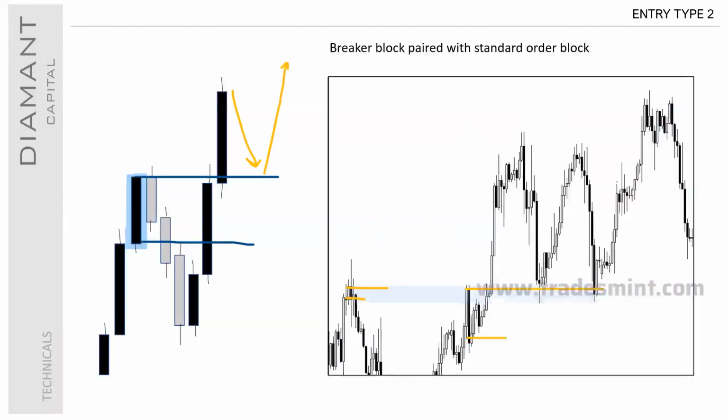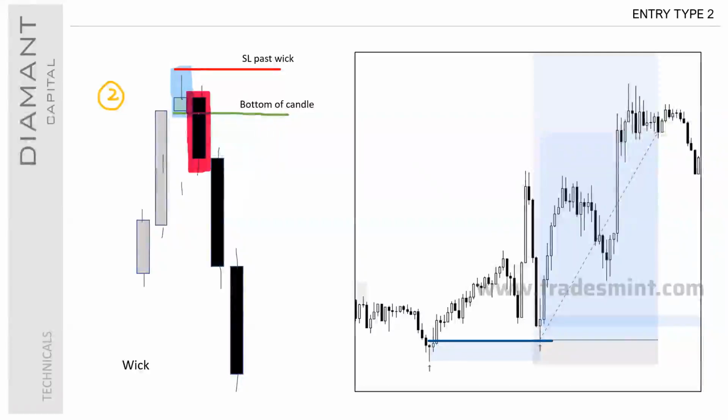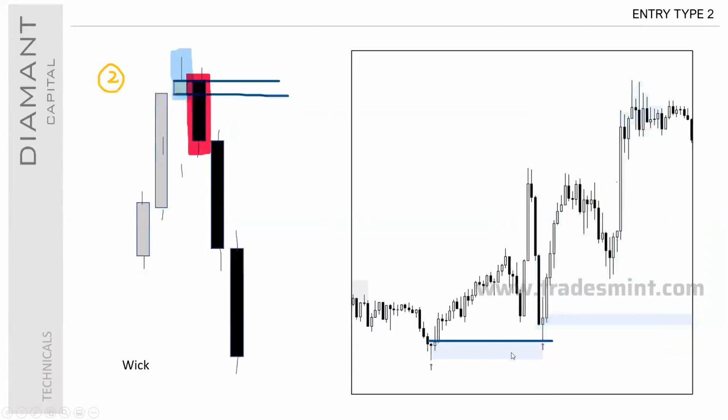Don't confuse yourself with all the different entry types. I'm just explaining to you how you could enter. So it could be off the wick, it could be off the body. If you really want to play it safe, the safest way with the largest stop loss would just be the wicks and then set the stop loss past the whole candle.